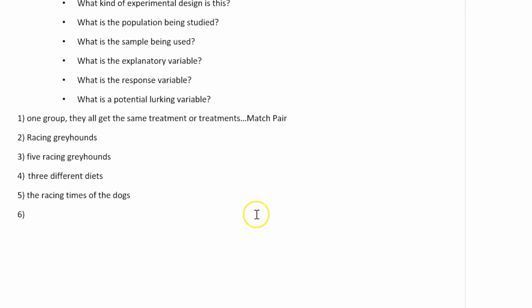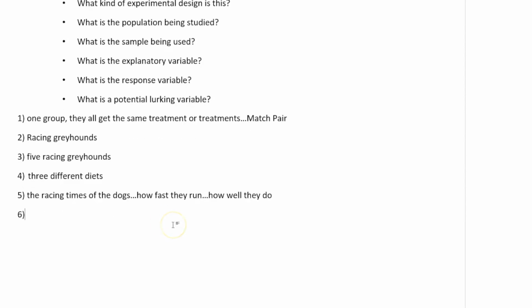And again, how we're determining success here is how fast the dogs run. So what we would measure is the racing times of the dogs. So you could say the racing times of the dogs, you could say how fast they run, how well they do, whatever it may be. Those are all synonymous to me. And obviously the fastest or the best time would be ideal.